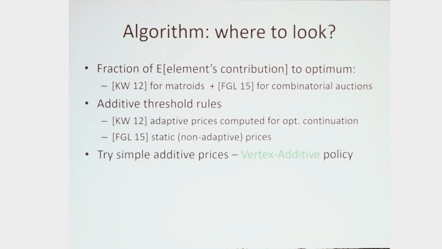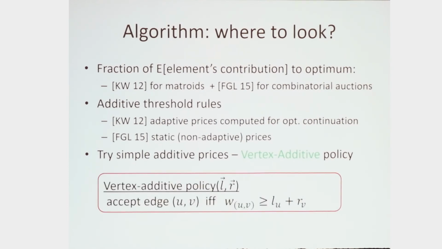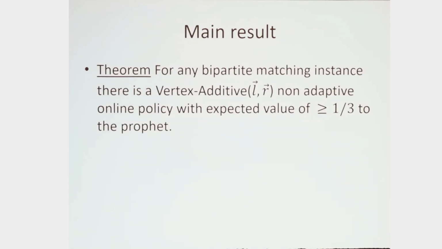So what we do in our work, we actually look at an extremely simple class of strategies. We call them vertex additive policies, which is the following. We fix two price vectors for the left side and the right side, and then we accept an edge whenever the sum of the prices on the ends of the edge is lower than the weight of the edge. And we use non-adaptive prices. So the main result of our work is that you can find such a non-adaptive online policy with expected value of at least 1/3 of the profit. And also you can compute these prices efficiently.